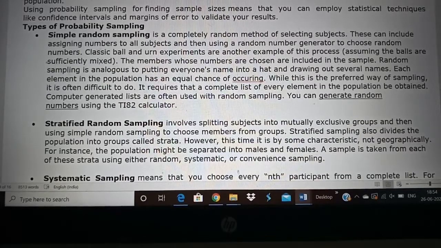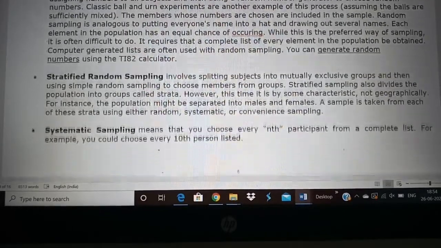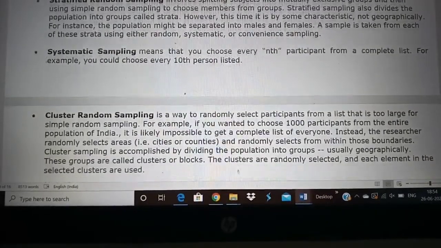And then from each stratum, we select samples in a random manner. Previously we studied about random manner. The same random manner, after we stratify the people into different groups, we select so that every group is represented in this study. So that is stratified random sampling. Then systematic sampling.